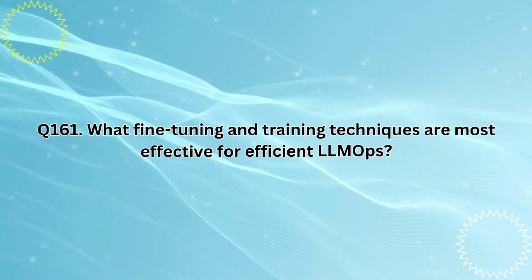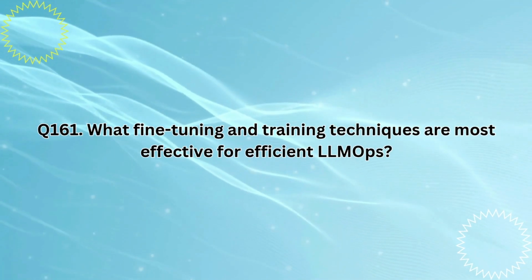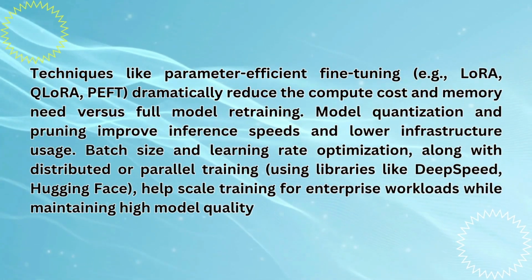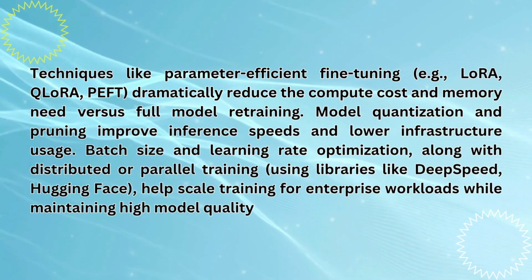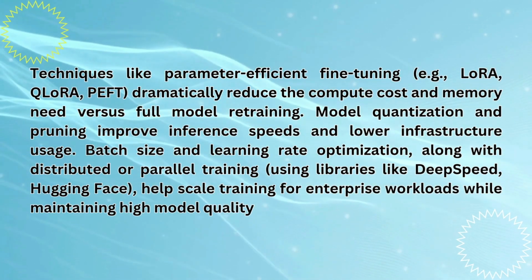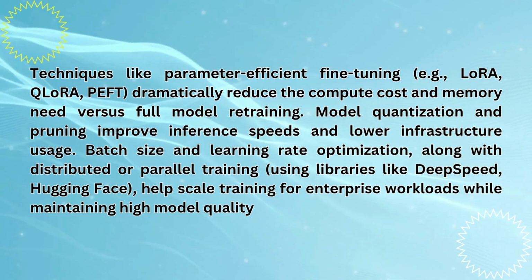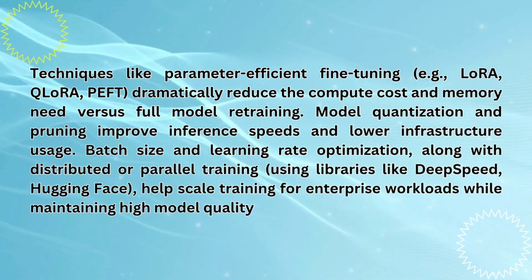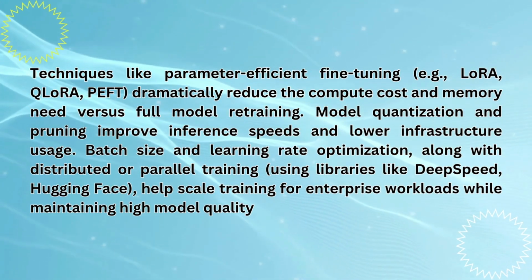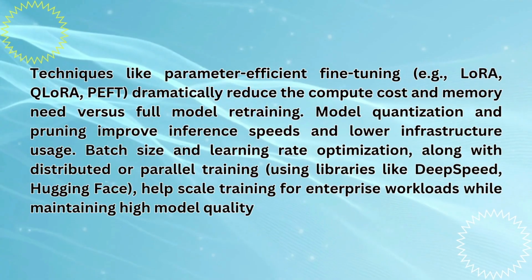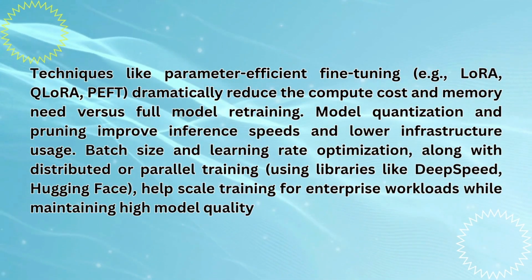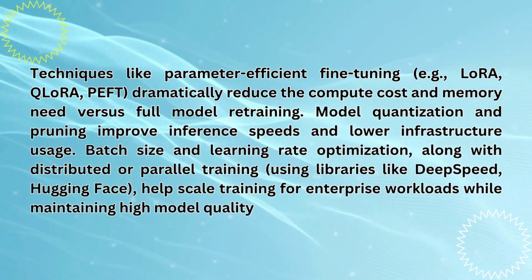What fine-tuning and training techniques are most effective for efficient LLM ops? Techniques like parameter-efficient fine-tuning, examples are LoRA, QLoRA, PEFT, dramatically reduce the compute cost and memory need versus full model retraining. Model quantization and pruning improve inference speeds and lower infrastructure usage. Batch size and learning rate optimization, along with distributed or parallel training, using libraries like DeepSpeed, Hugging Face, help scale training for enterprise workloads while maintaining high model quality.